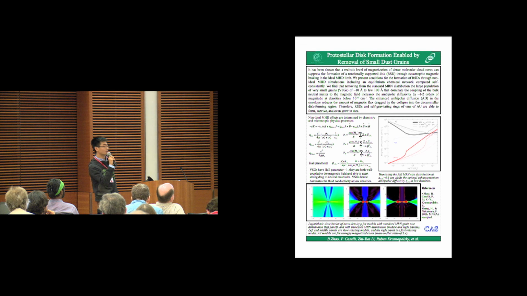Small grains, I mean tens of angstroms to several hundred angstroms. Because these small grains dominate the fluid conductivities, when you remove them, there will be an enhancement of the ambipolar diffusion rates. So we can form disks, single disks, or we can form self-gravitating disks. They can fragment. So if you have questions, come to my poster.